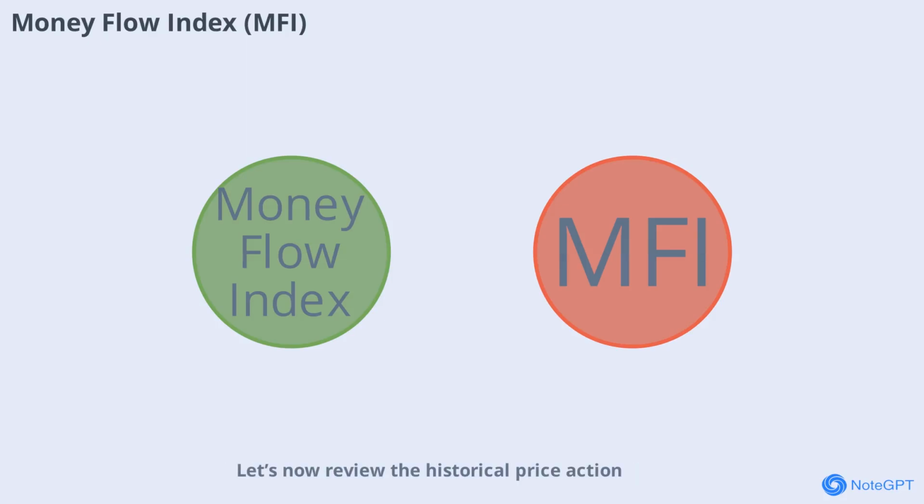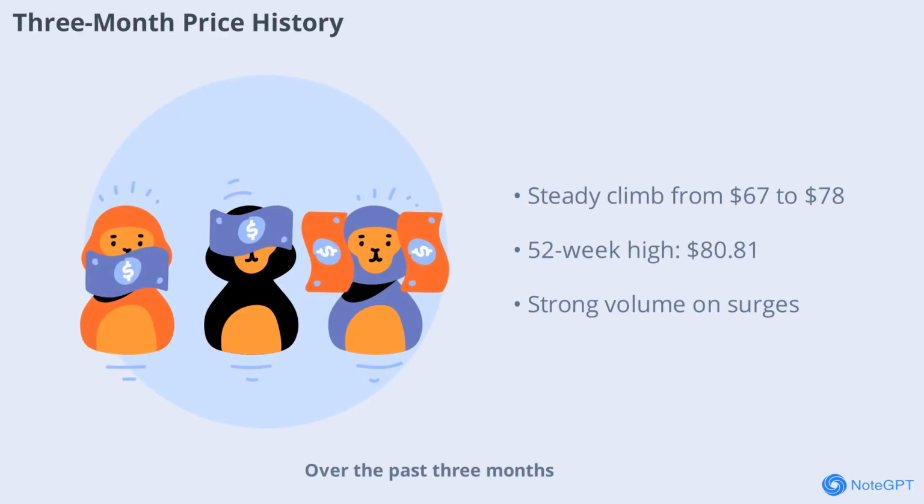Let's now review the historical price action over the last 3 months for additional context. Over the past 3 months, CSCO's price has steadily climbed from around $67 to over $78.